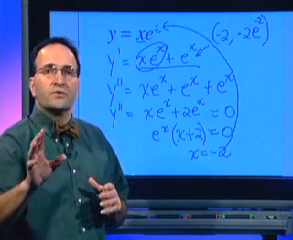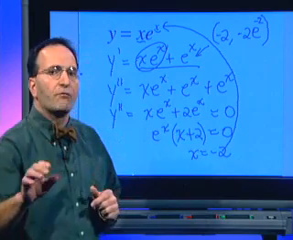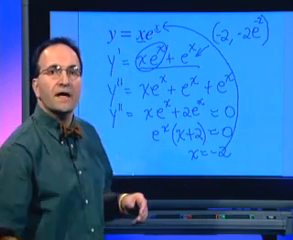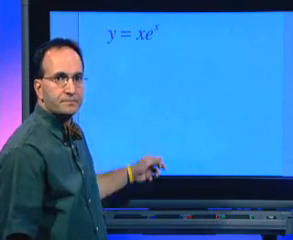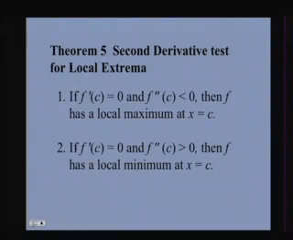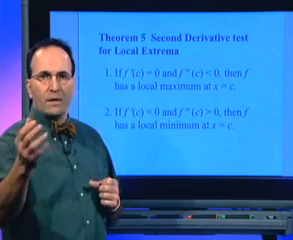Let's move on to the second derivative test for local extrema. And to do this, we're going to look at a theorem. And the theorem is the second derivative test for local extrema. If the first derivative is 0 and the second derivative is negative, then f has a local maximum at x equals c. If the first derivative is 0 and the second derivative is positive, then f has a local minimum at x equals c. Let's look at an example where we apply this.